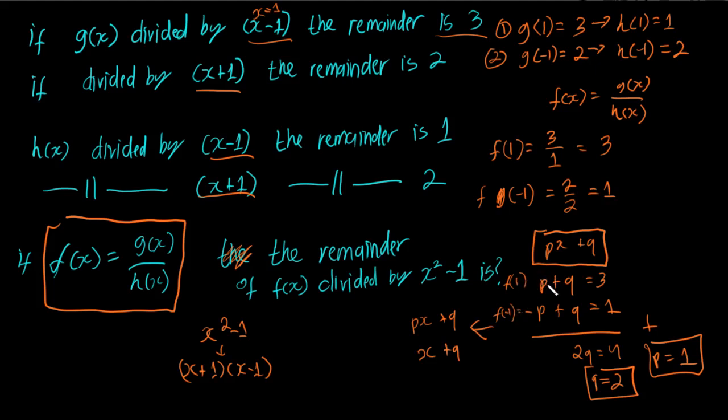So the function f(1) will have x equals 1, so I'm just gonna write p plus q equals 3, and then f(-1) will have x equals minus 1, right? So it's minus p plus q equals 1, and then you gotta eliminate, and then you find both q and p. Okay, and then you gotta rewrite that px plus q, and insert the p and the q, and then the answer is x plus 2, and that is the remainder of the function f(x) divided by x squared minus 1.